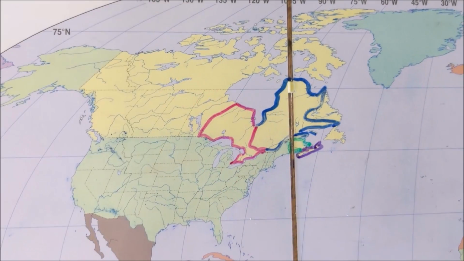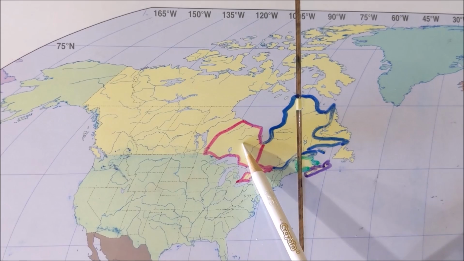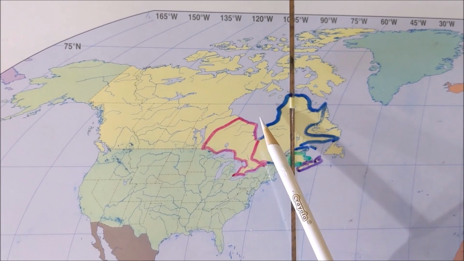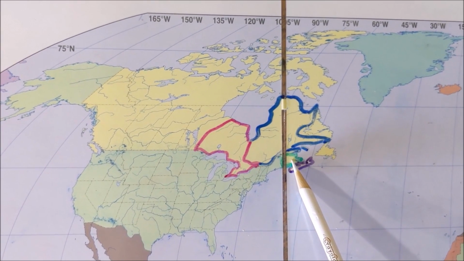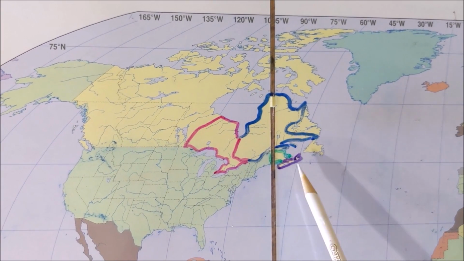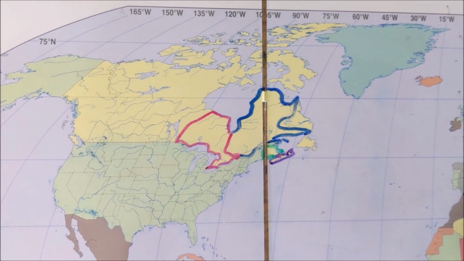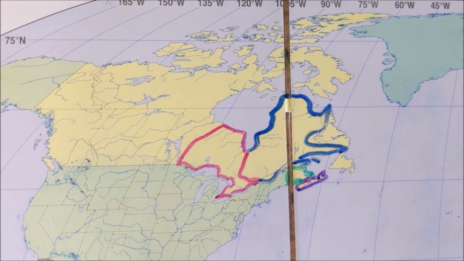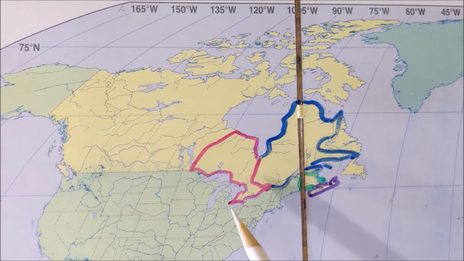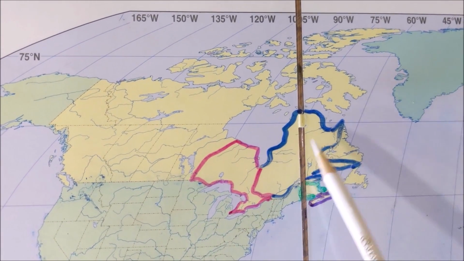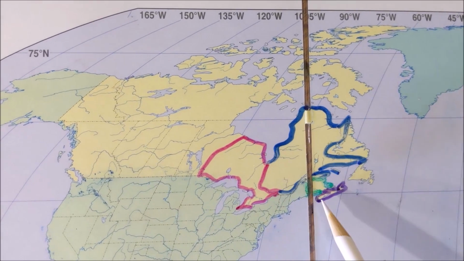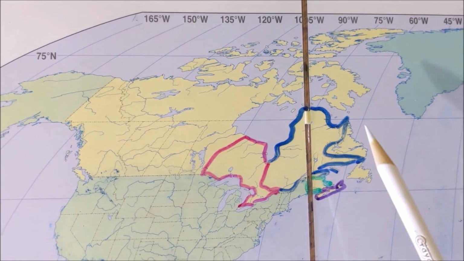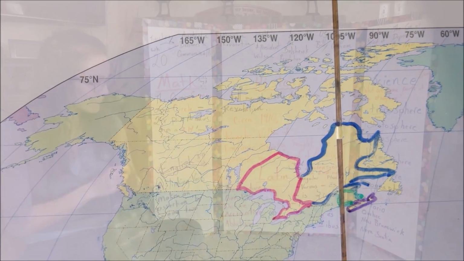Dominion of Canada, Ontario, north of the Great Lakes, Quebec, east of the Hudson Bay, New Brunswick, northeast of Maine, Nova Scotia, diagonal plain, Dominion of Canada. One more time. Dominion of Canada, Ontario, north of the Great Lakes, Quebec, east of the Hudson Bay, New Brunswick, northeast of Maine, Nova Scotia, diagonal plain, Dominion of Canada.